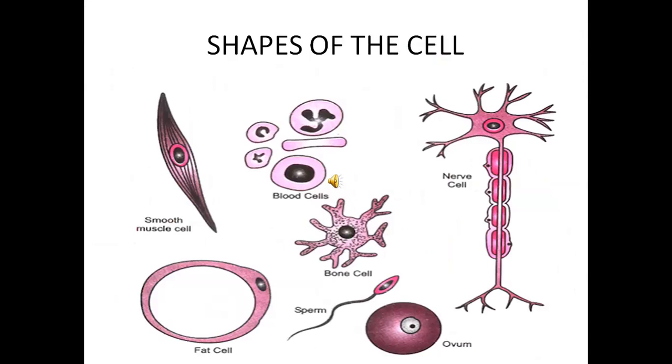Shapes of the cell. Cells are of different shapes. For example, some shapes are given in the picture below: smooth muscle cell, blood cells, nerve cells, bone cell, fat cell, sperm cell, ovum cell. We know that in the human body, the nerve cells are believed to be the longest cells. So every cell has a different shape.